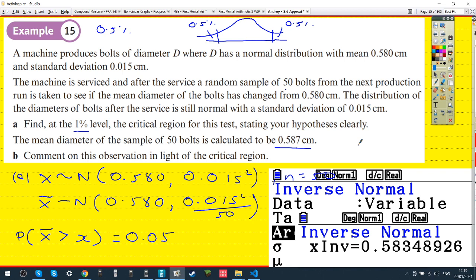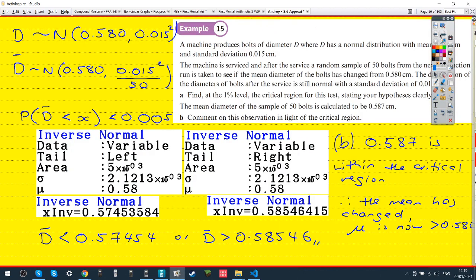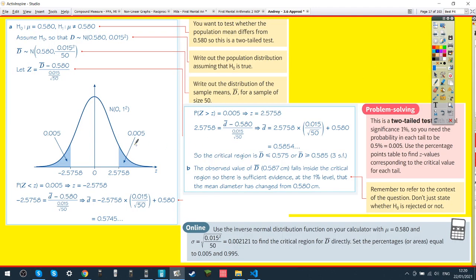Is it just a random chance? If it was closer to 0.580 than 0.583, then it would be random chance. But it's further away. It's in the critical region, and so it's not random chance. It has changed. Okay. It's like the reading score, because it's rare enough. That's part A. B. The observed value falls inside the critical region, and so the mean diameter has changed.